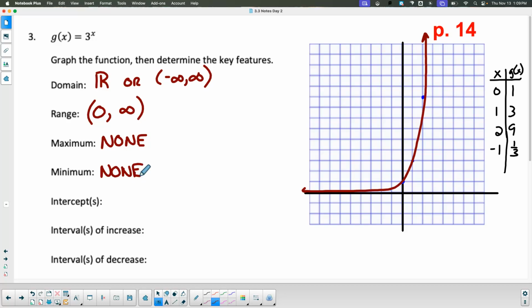What do you got? There's no x-intercept. Exactly. Is there a y-intercept? What is it? 0, comma 1. Oh, right.